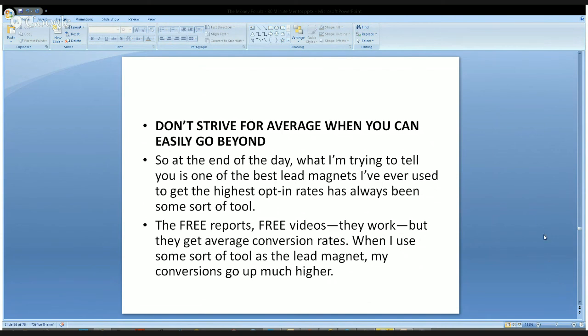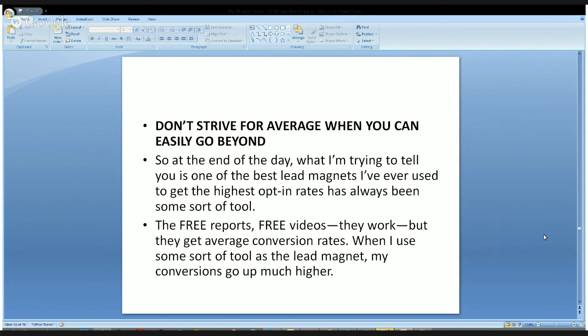I'm going to come back to that point in a minute, but certainly don't strive for average when you can easily go beyond. There's no such thing as an average person. You're not average. So you don't want to even think about yourself as being average. Think about yourself as being that great person with all these ideas and the things that you have to offer people. So at the end of the day, what I'm trying to tell you is one of the best lead magnets I've ever used to get the highest opt-in rates has always been some sort of tool, because people don't want the work. They want something that's really cut and dried for them.